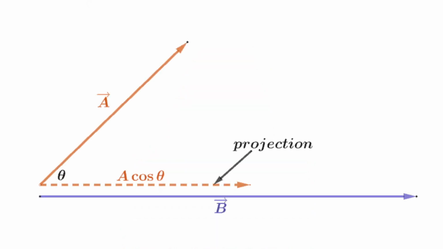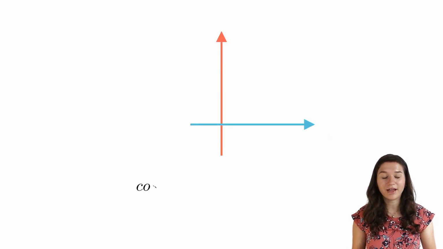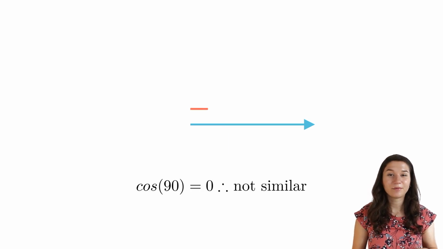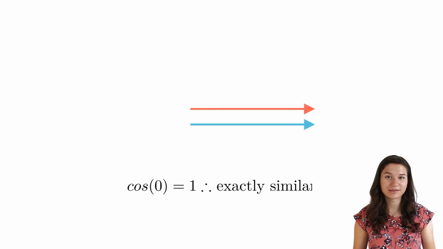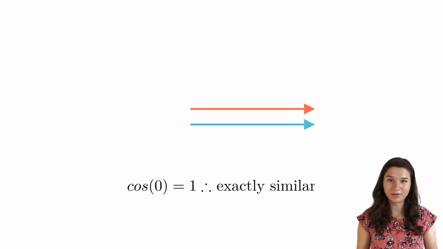This definition is related to the projection of the two vectors. When the angle between the vectors is 90 degrees, the vectors are orthogonal and therefore not related at all. And the cosine of 90 is 0, which shows the same result. And when the vectors are parallel, meaning theta is equal to 0 or 180 degrees, the cosine value is 1, meaning that they are maximally similar.